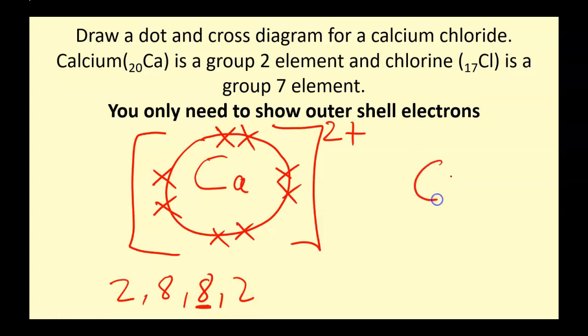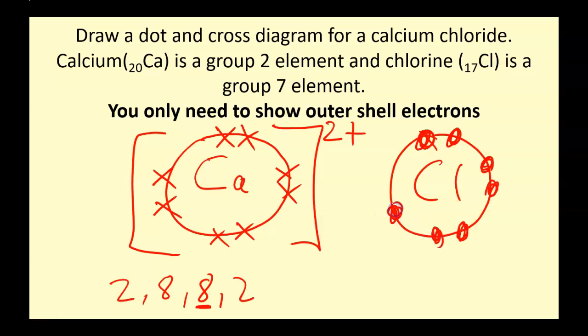Chlorine, we know, is in group 7 of the periodic table, so it will have 7 of its own electrons in its outer shell, which we're going to represent as dots. We know it's gained 1 electron to obtain a full outer shell, like so. As it's gained 1 electron, its charge will be -1, and to balance out the charge, for every 2+ ion we'll need 2 -1 ions, like so. So that is your solution there.